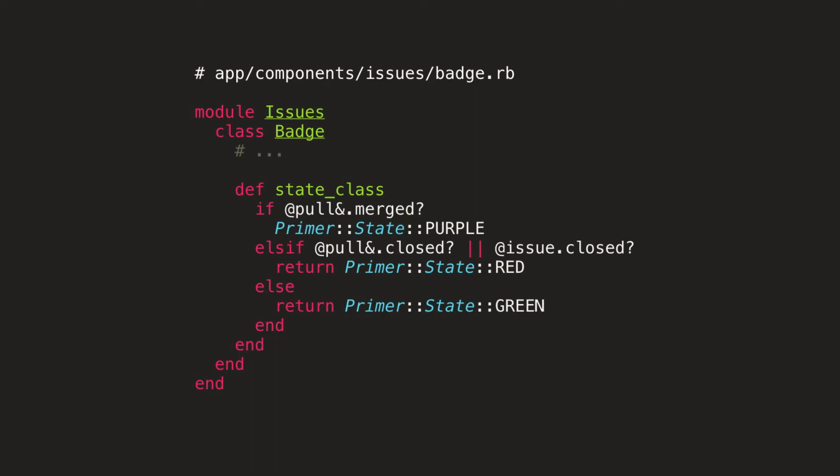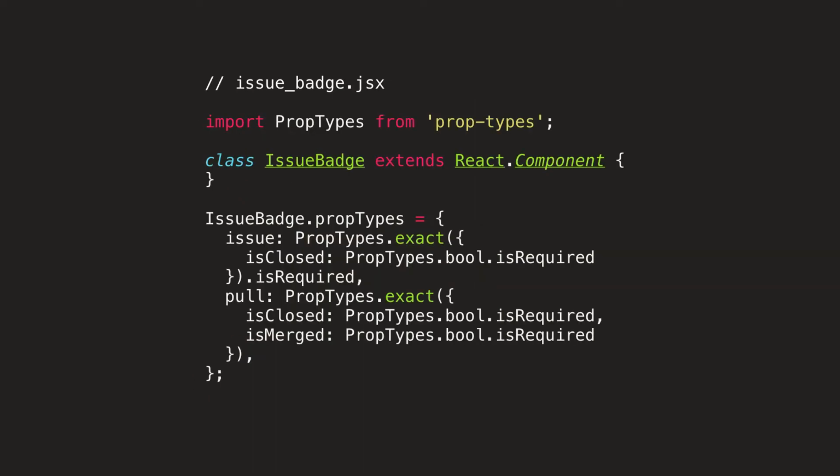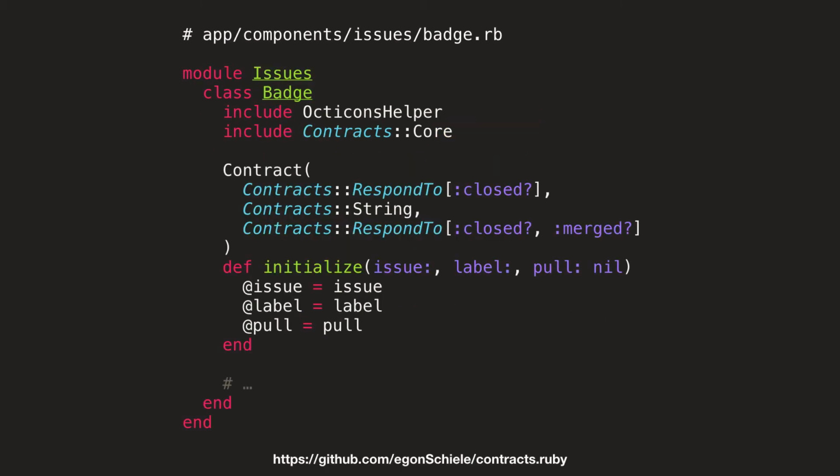So if we look at this conditional again, for our pull object, we ask it whether it's merged. If not, we ask it if it's closed. And for our issue object, we just ask whether it's closed or not. That kind of sounds like what we had in prop types. So one implementation of this.